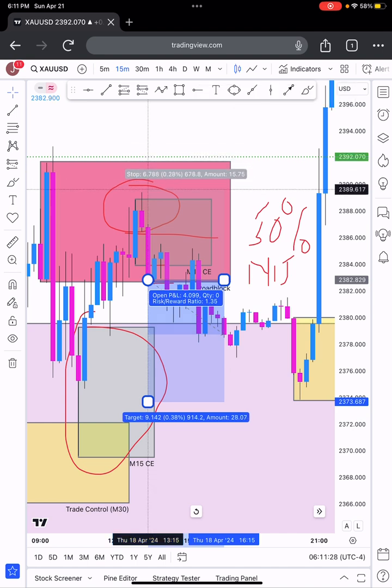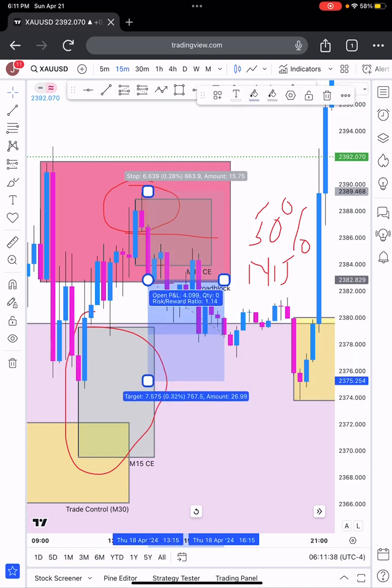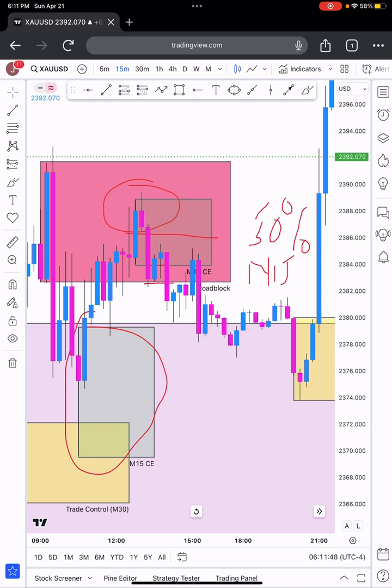Or you can do it outside of the M15 zone, and then you would target the next opposing zone, which would be somewhere down here. I'm not sure exactly where it is entirely yet, but risk to reward wouldn't be that great. So it's not necessarily about risk to reward. It's just about knowing how to get in and get out of the trade when it comes to this type of concept. So let's check out another example.